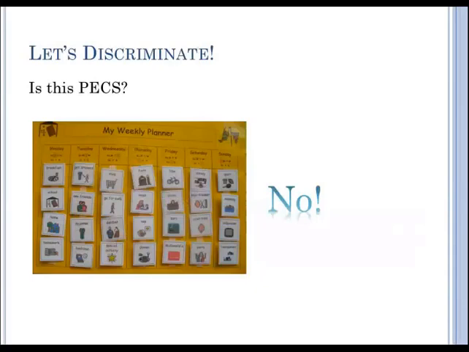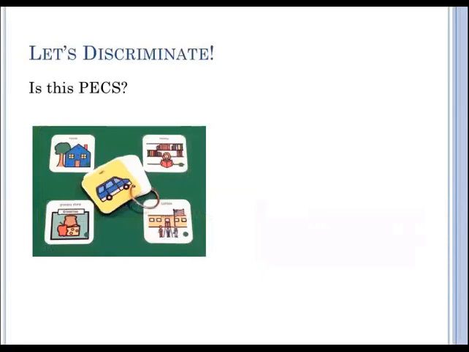Okay, here's another one coming up. So here's a key ring. It's got a bunch of symbols on it. So these are just some symbols from the Boardmaker program that are out for display. Is this an example of PECS? Okay, 5 more seconds.